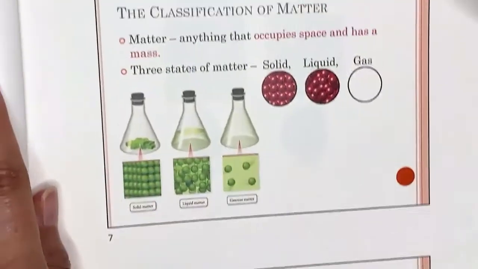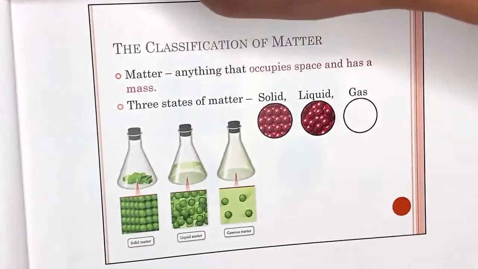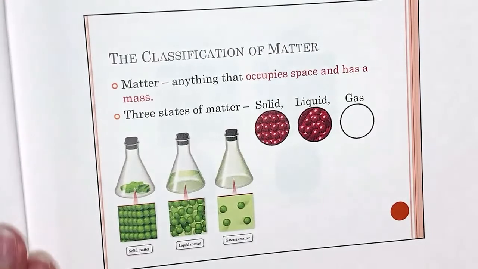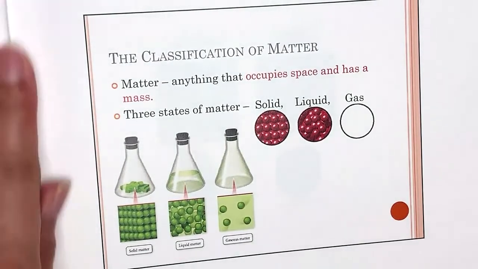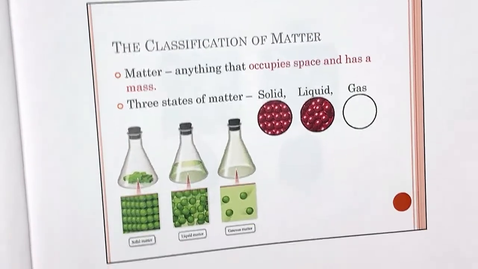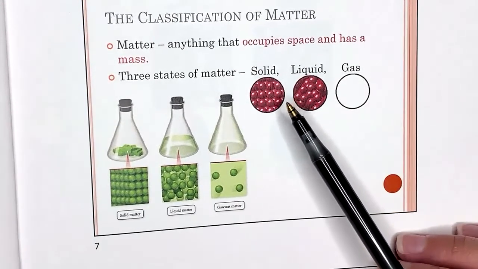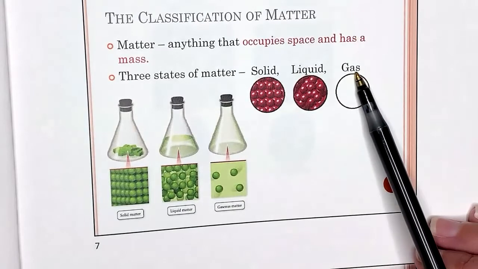Now we want to keep going. For chapter 1, we want to talk about matter. Matter is anything that occupies space and has mass. We have 3 states of matter that we know of right now that we're going to consider in this chapter. We have solid, liquid, and gas.